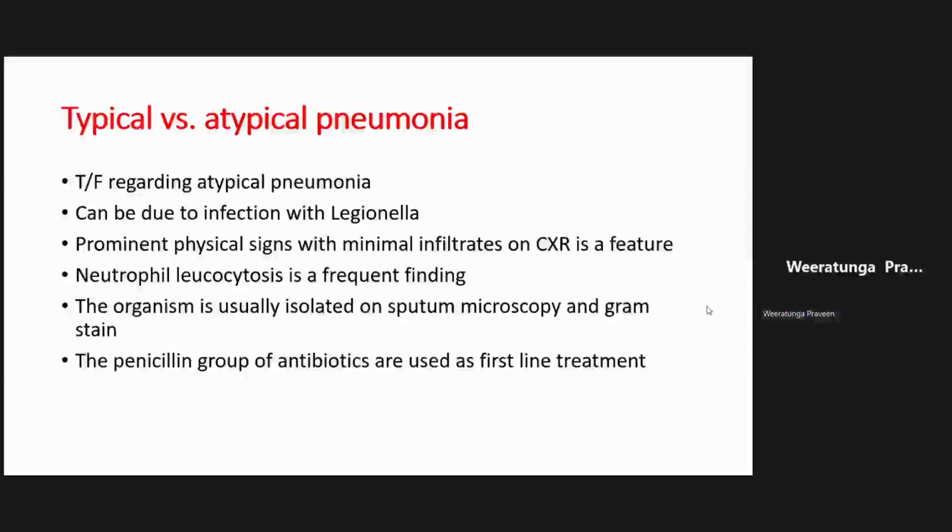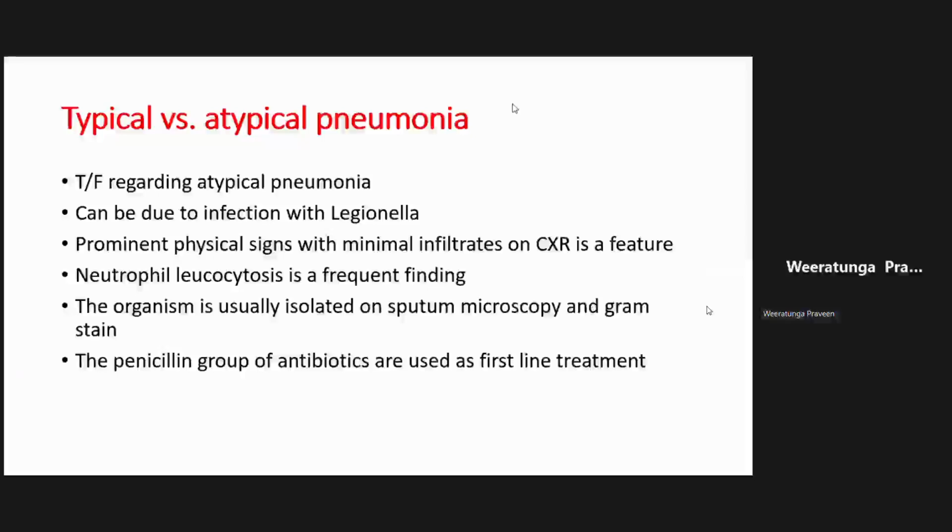Atypical pneumonia: prominent physical signs with minimal infiltrates on the chest X-ray. In atypical pneumonia, there is interstitial inflammation, so the interstitium is involved everywhere, and you find extensive patchy lesions on the X-ray and the CT if you do a CT. Right? And the physical signs are minimal. So this statement should be the other way around.